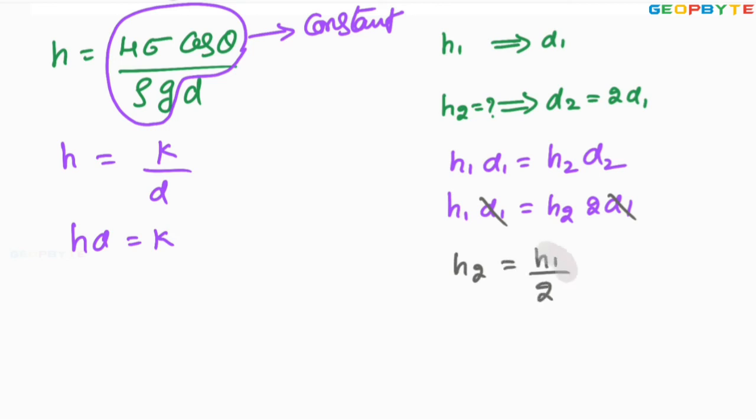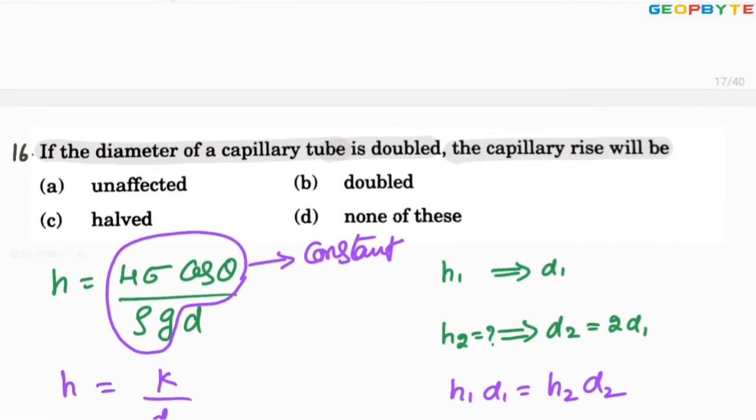That means when the capillary tube diameter is doubled, the height will become half. Look at option C. Height will become half. Therefore, option C is absolutely correct. Let us take one more problem.